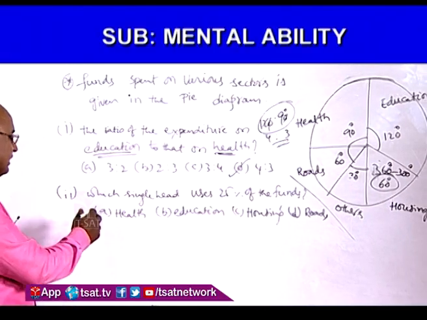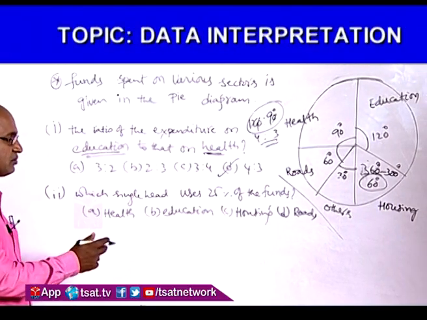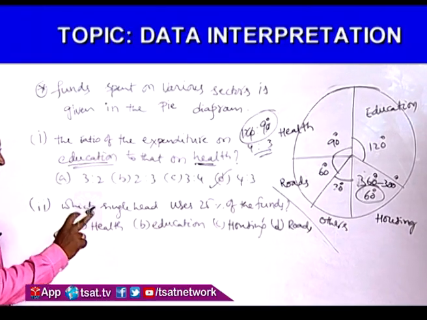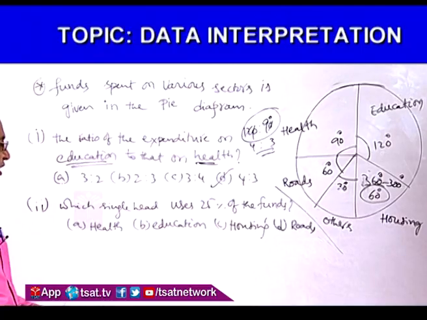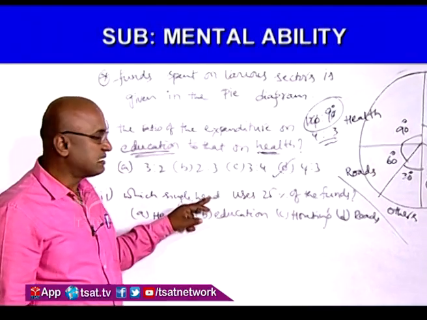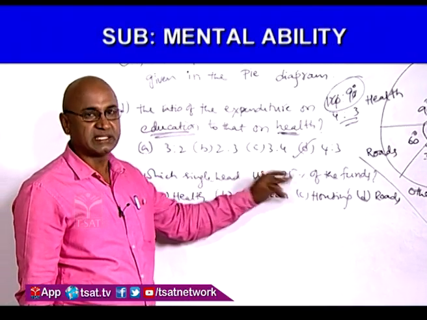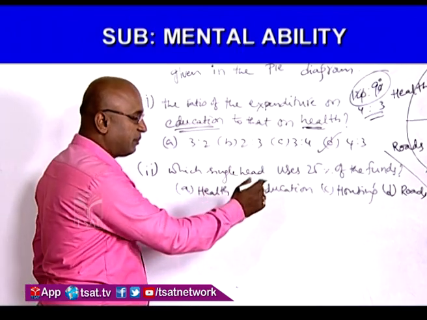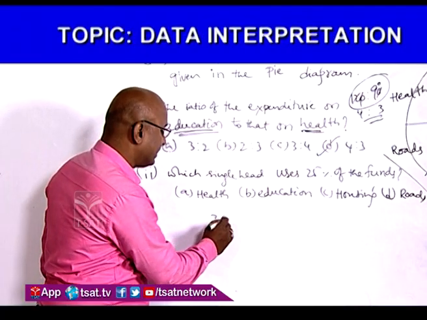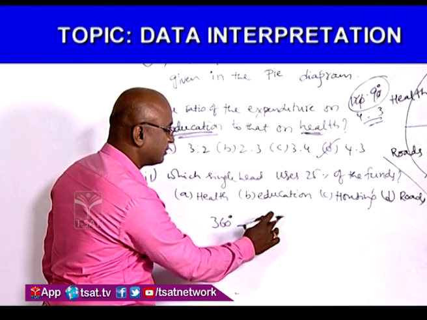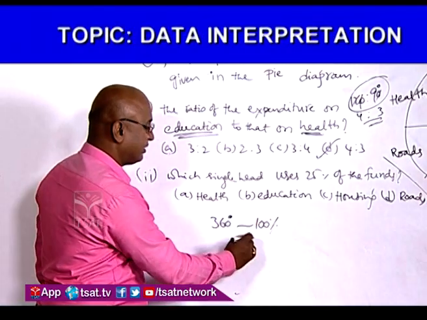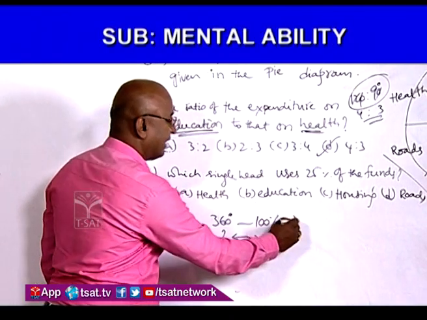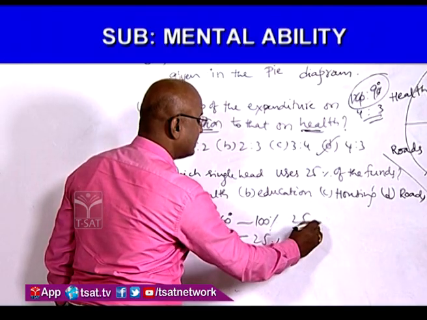The next question is like this. Which single head uses 25% of the funds? Health, education, housing, roads. Out of 100% funds, 25% is how much, and for which sector has it been allocated? 360 degrees is equal to 100%. Then 25% how much? 25 by 100 into 360.